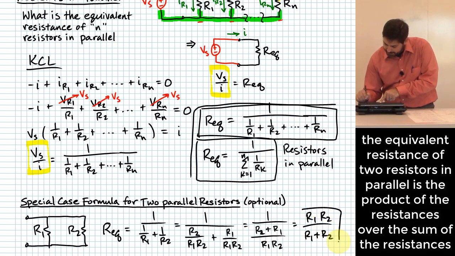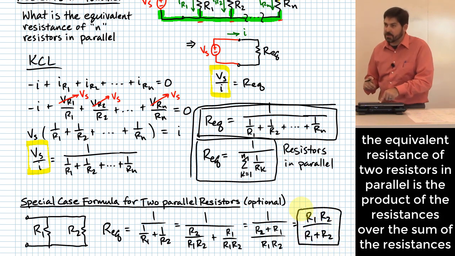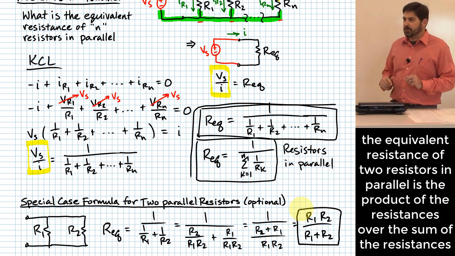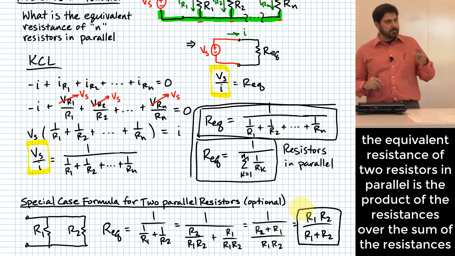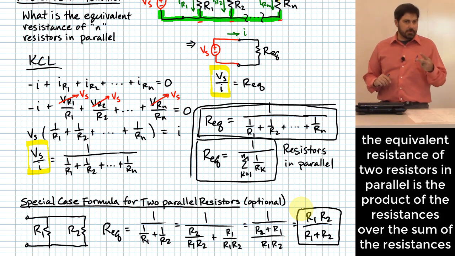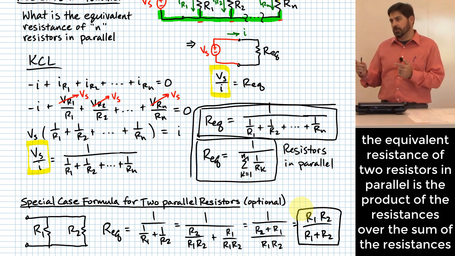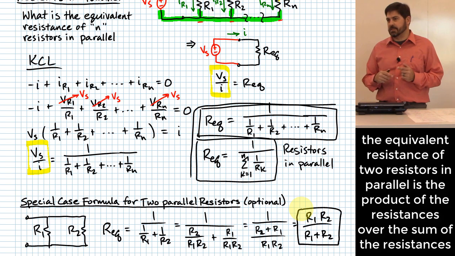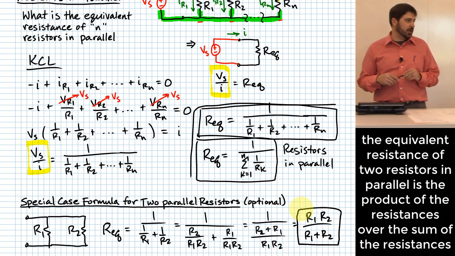A lot of people like this equation because it's pretty easy to remember. If you have just two resistors that are in parallel with one another, the equivalent resistance is the product of the two resistance values divided by the sum of the two resistance values. Some people find that easy to remember, maybe sometimes a little bit easier to type into a calculator, perhaps. I don't know if that's really true or not. But either way, it's another thing that you can use if you care to.